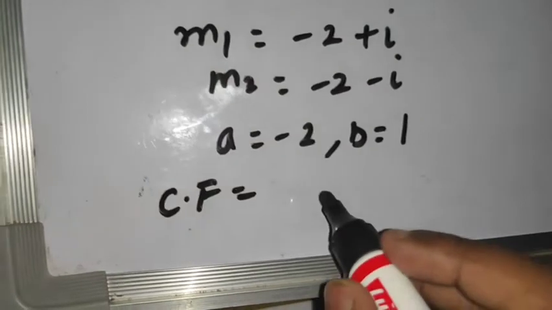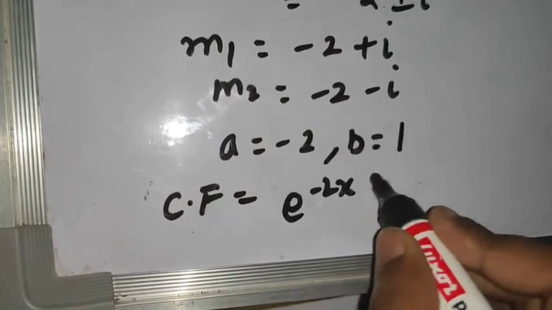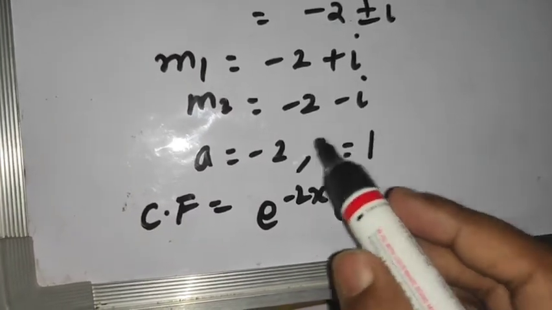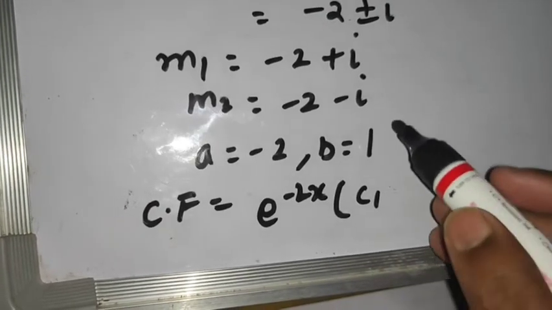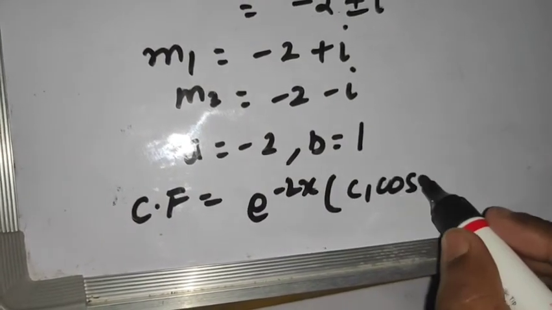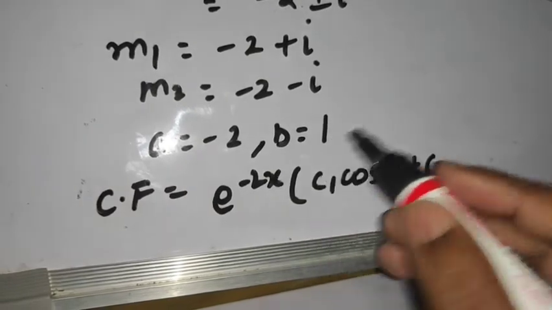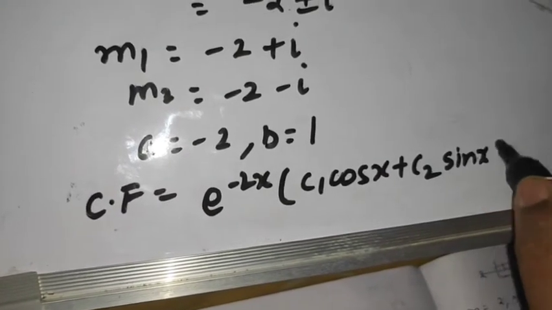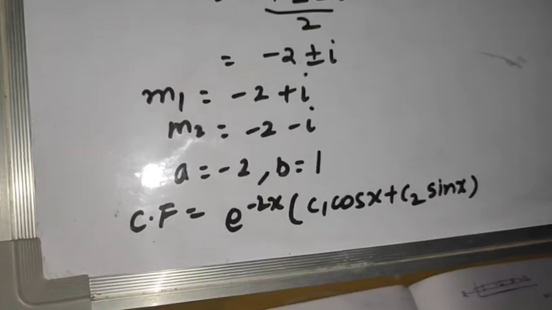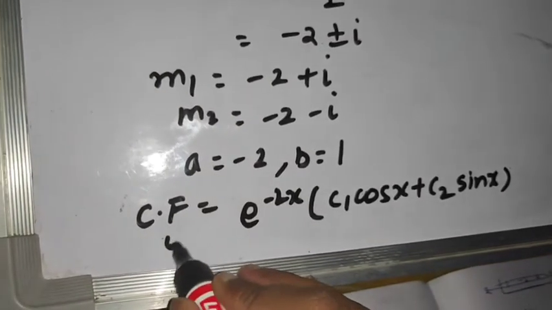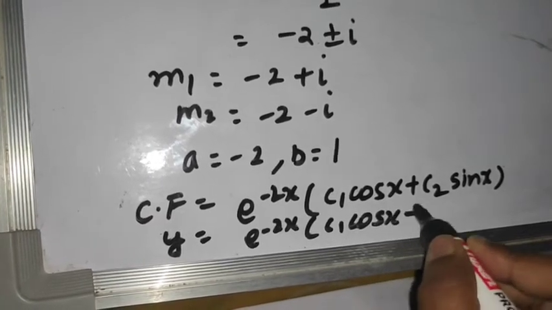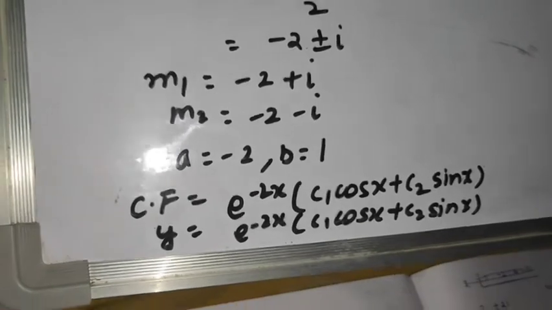Now the complementary function is e power ax, so e power minus 2x, then c1 cos bx plus c2 sin bx. Since b is 1, simply c1 cos x plus c2 sin x. This is your complementary function, and this will be your solution also, because y is CF plus PI. So y equals e power minus 2x (c1 cos x plus c2 sin x) is your solution.